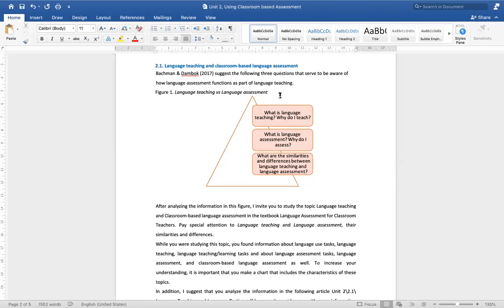Great. And so I need a volunteer for question number 3. What are the similarities and differences between language teaching and language assessment? If you want to help yourself with some information, if you have the book at hand, it is page 10, or the PDF, page 10. Anybody, please.